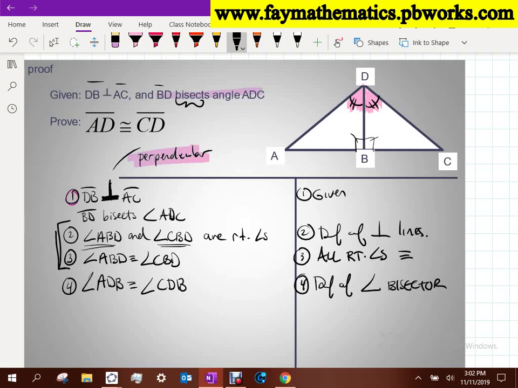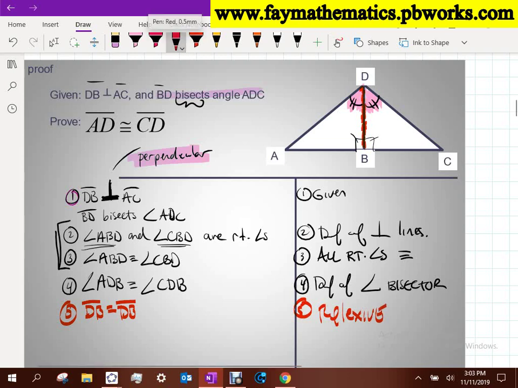So I look at my picture and see if my picture provides me any useful information. And what pattern have we seen over and over and over again with our pictures in regards to segments that are being shared? What can I say about DB? It's reflexive, right? It's congruent to itself. So let's say step 5, DB congruent to DB. Reflexive.